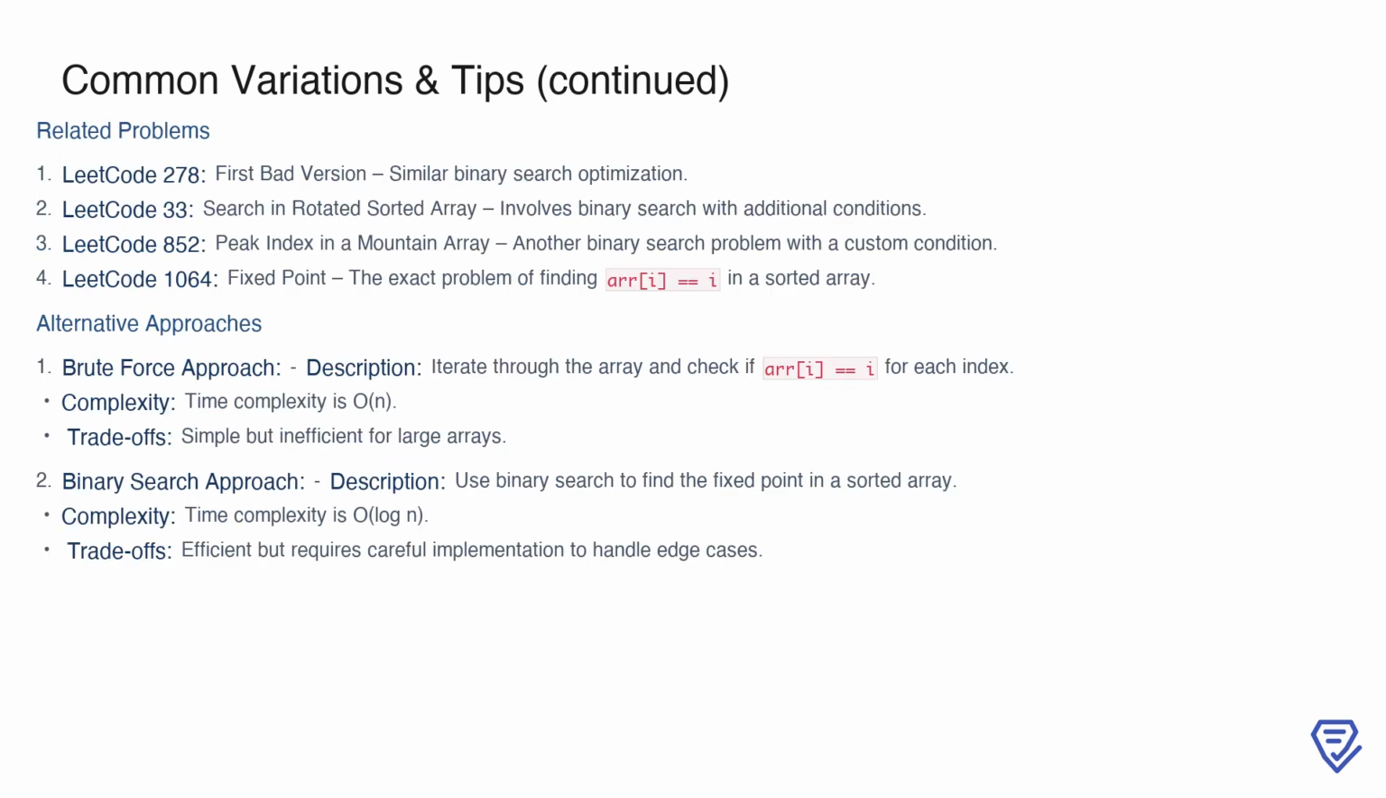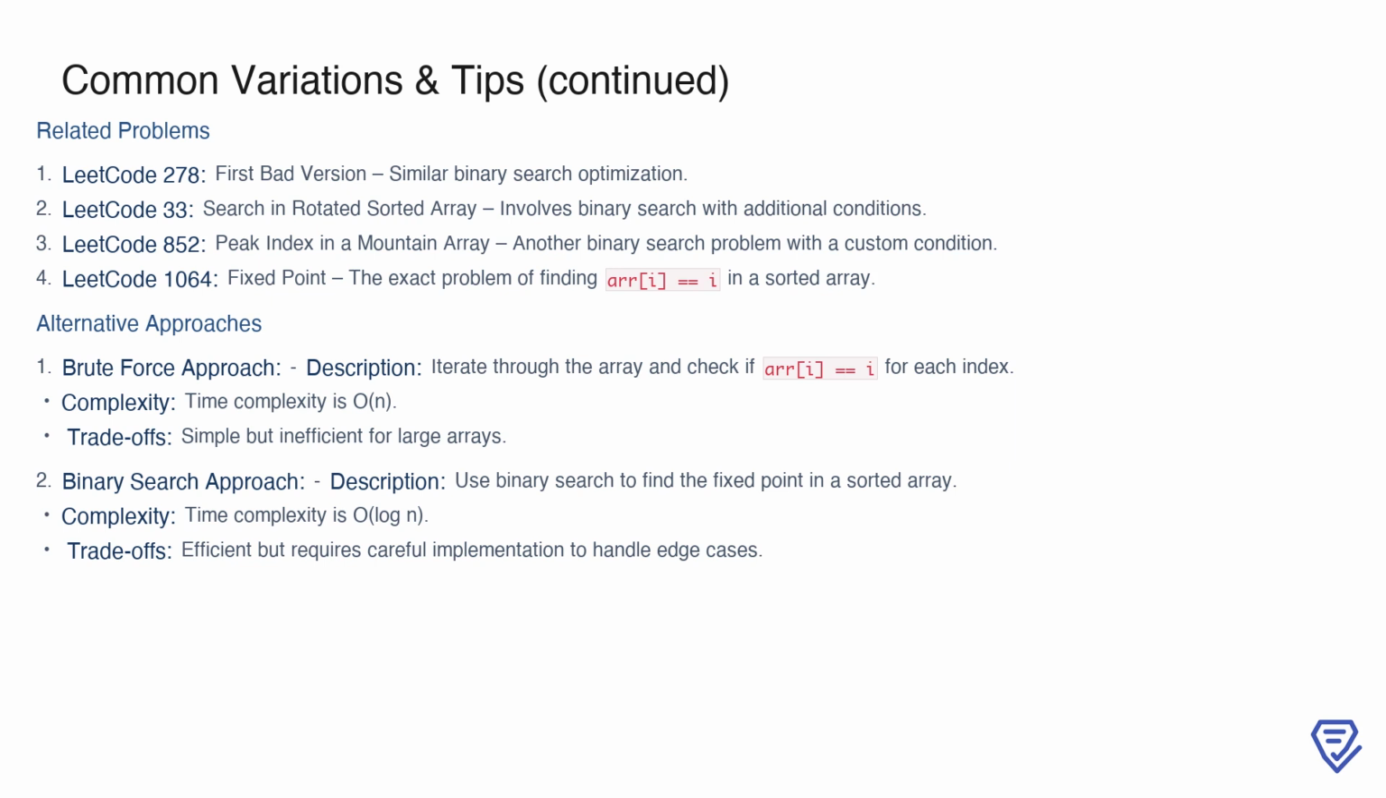To deepen your understanding, it's useful to explore related problems that share similar techniques. For example, LeetCode 278, First Bad Version, involves binary search optimization, as does LeetCode 33, Search in Rotated Sorted Array, which adds extra conditions to the search process. LeetCode 852, Peak Index in a Mountain Array, is another binary search problem, but with a unique condition. And of course, LeetCode 1064, Fixed Point, is the exact problem we're addressing here.